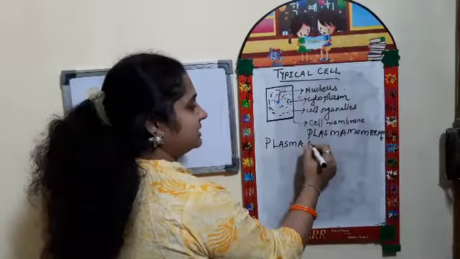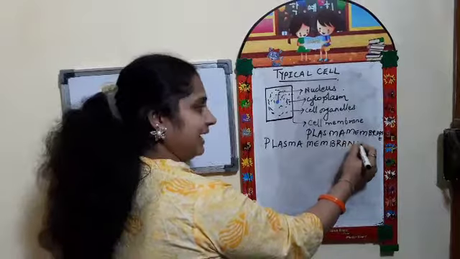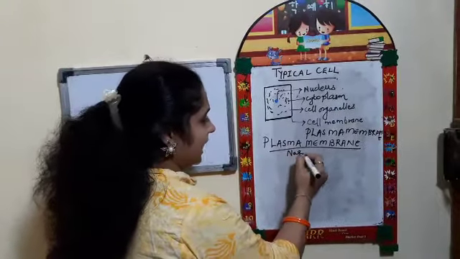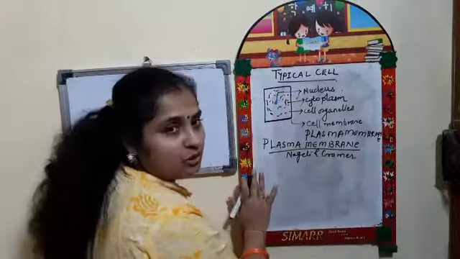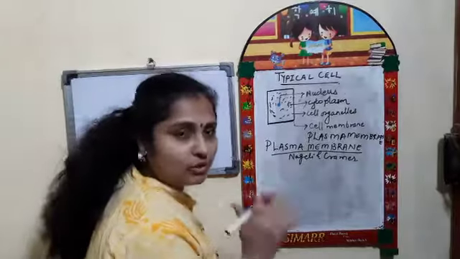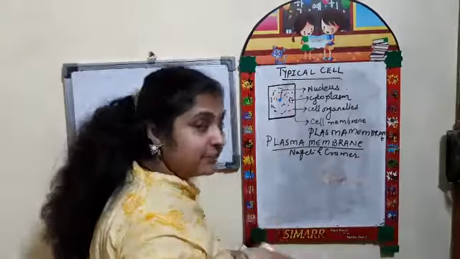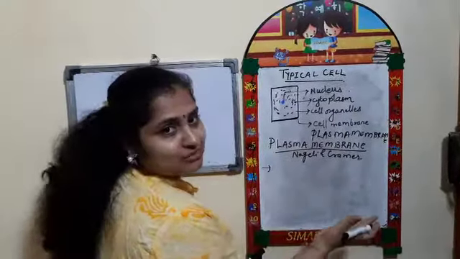When we say plasma membrane, we should know who discovered it. Nageli and Kramer were the scientists who discovered the plasma membrane. It was not known for many years that the cell had a membrane. So they discovered it.